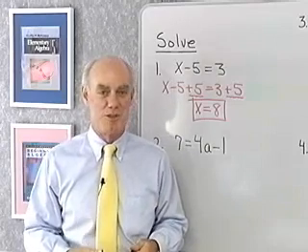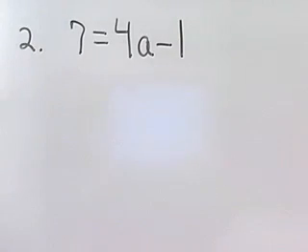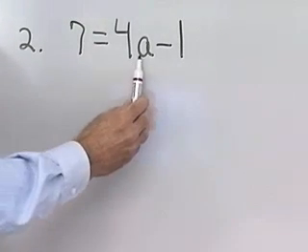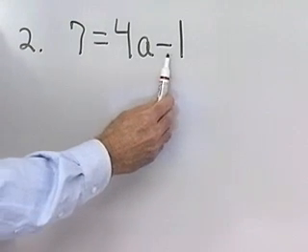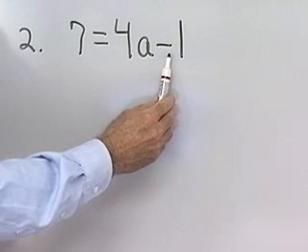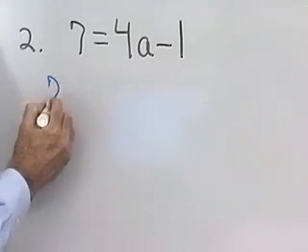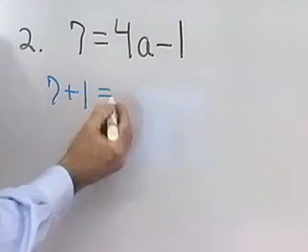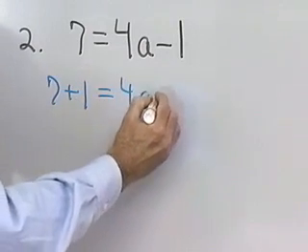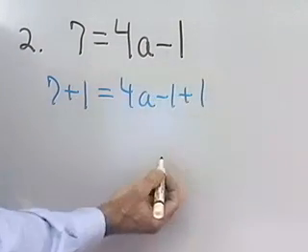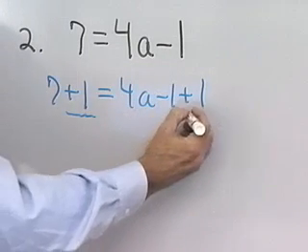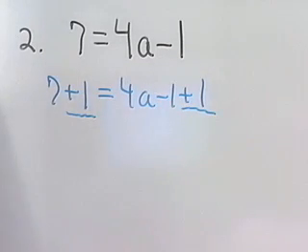Let's look at problem number 2. I have 7 equals 4a minus 1. I want to solve this for a, so I want a to be isolated on one side of the equation. I'll start by getting rid of this negative 1 right here. So 7 plus 1 on the left side, 4a minus 1 plus 1 on the right side. Now that's my addition property of equality. I've added 1 to both sides of the equation.